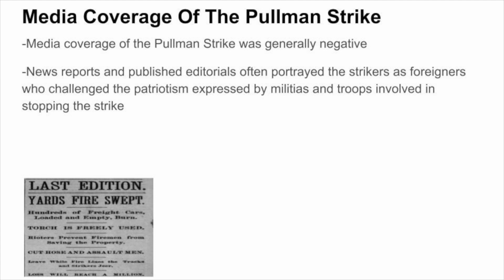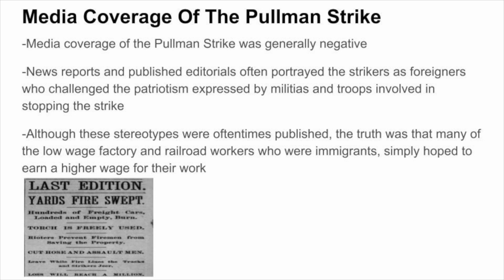Although these stereotypes were oftentimes published, the truth was that many of the low-wage factory and railroad workers who were immigrants simply hoped to earn a higher wage for their work.